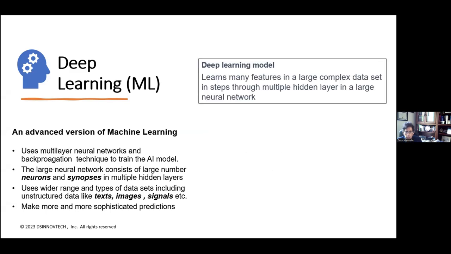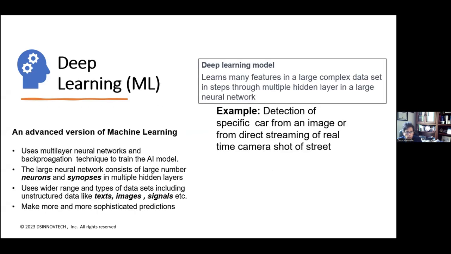If I just give you some basics of the machine learning techniques in dealing with deep learning: deep learning is an extension of machine learning which uses hundreds or more multi-layer hidden layers, with a large number of neurons and synapses across multiple layers, and it can also take in a wide range of unstructured data. It could be text, images, and signals, and try to generate and predict certain values.